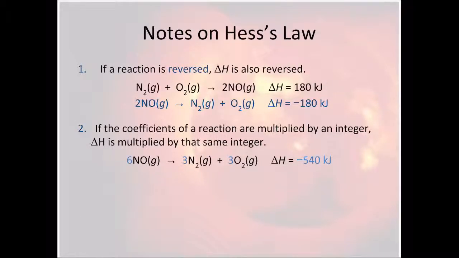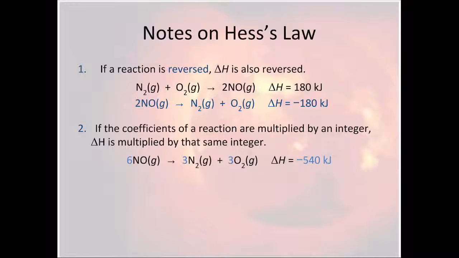If a reaction is reversed, your change in enthalpy is also reversed. Here we see that with nitrogen and oxygen gases reacting to make nitrous oxide. As we flip that, so it's in the opposite direction, it takes the opposite sign. So it goes from 180 kilojoules to negative 180 kilojoules. That's important. Every time that you flip it, you will need to change the sign of the total enthalpy number.